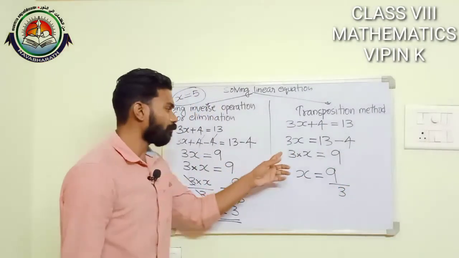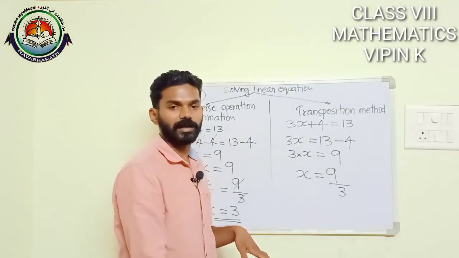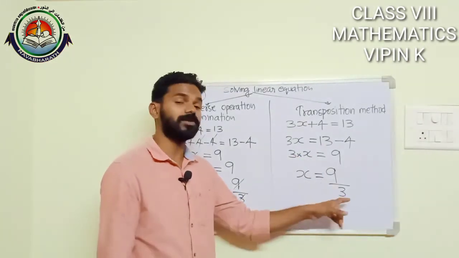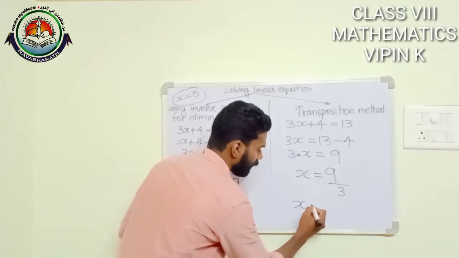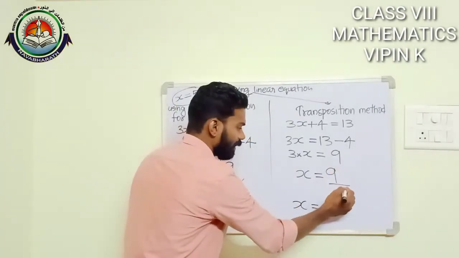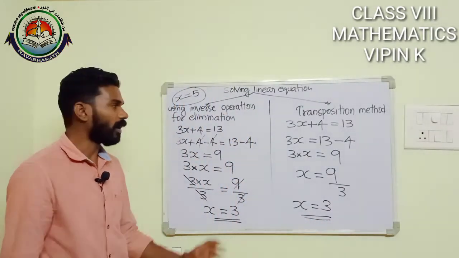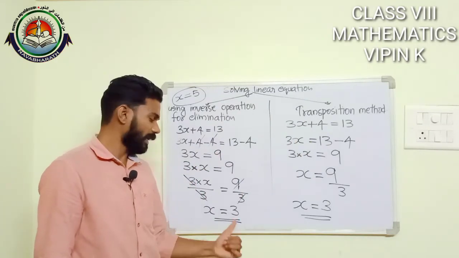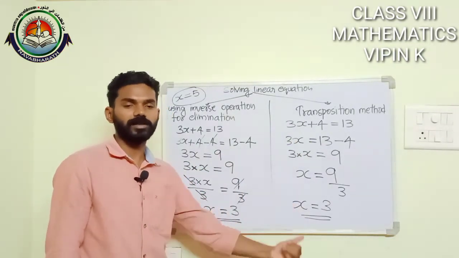The number will not change. Only the operations are reversed. Clear? Multiplication is reversed to division. Now we can simplify the answer. x equals 9 divided by 3, which is 3 itself. Whatever the method we use, the answer would be correct. Same in both the cases.